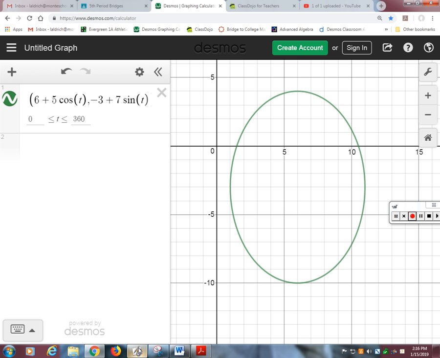Because it told us. It said x equals 6 plus 5 cosine t, y equals negative 3 plus 7 sine t. So, hang on. Anytime it says parametric equations, you go x, comma, y, what they tell you. Okay? And it'll always be with t. Danica?